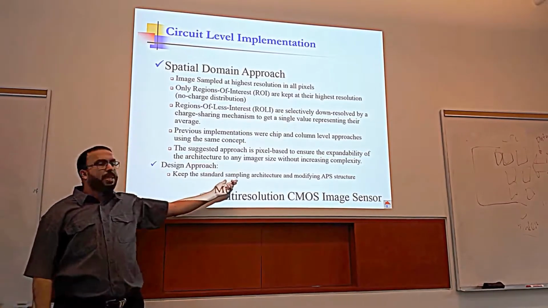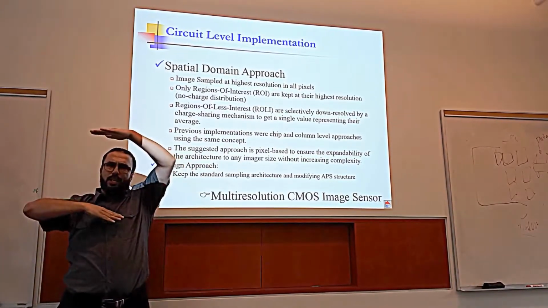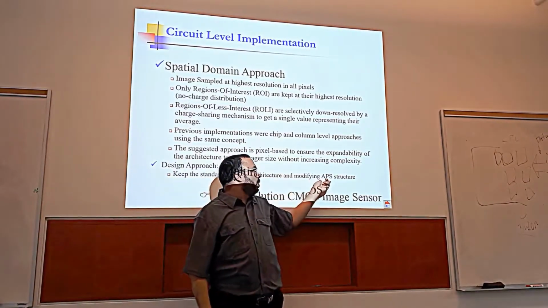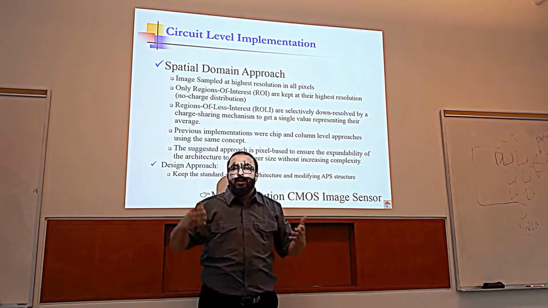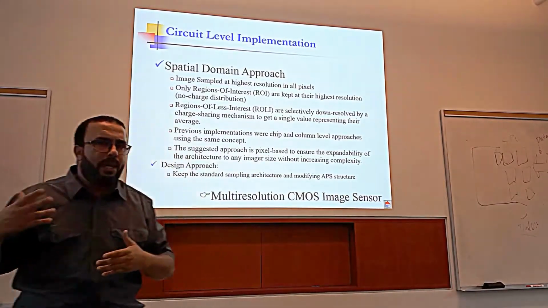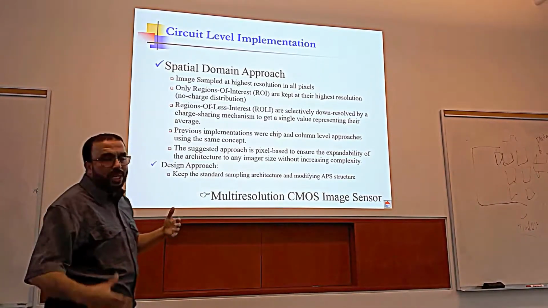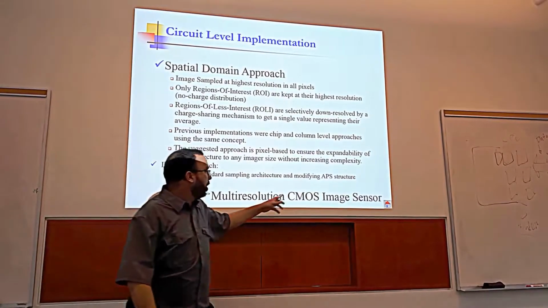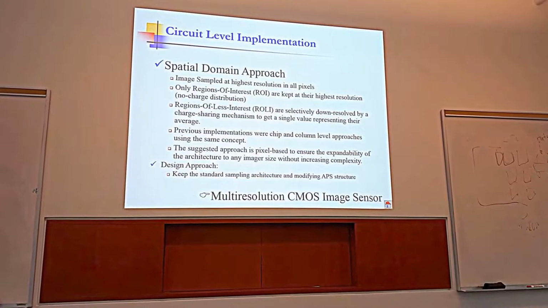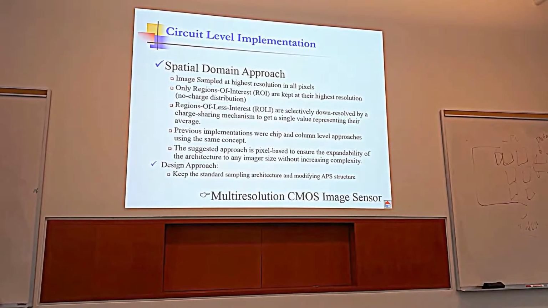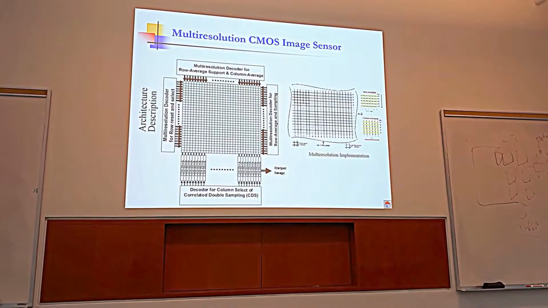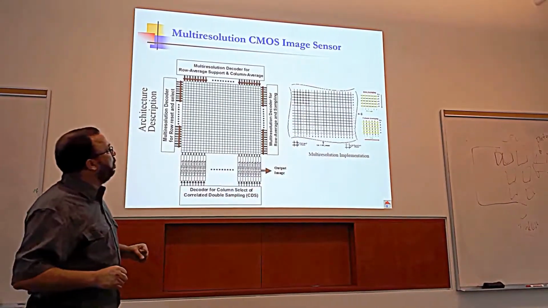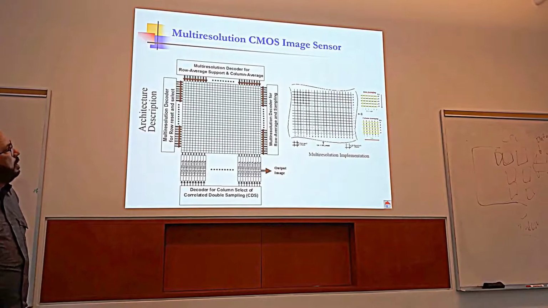Basically we keep the standard sampling architecture, which is the raster scan, and we modify the structure of the APS to program the region of interest and choose which one we like. For that, we designed a chip that we call the multi-resolution CMOS image sensor. This one had issues at the technical level, and we did not pass all the final characterization, but I have to explain the idea just to show you how it's made.